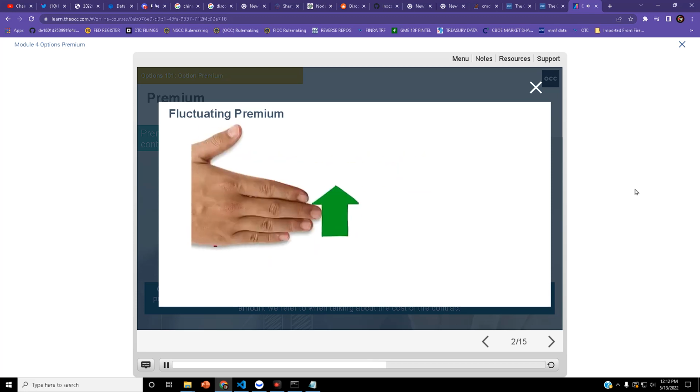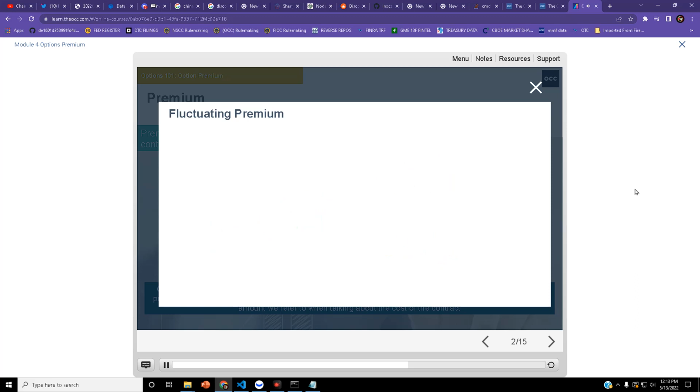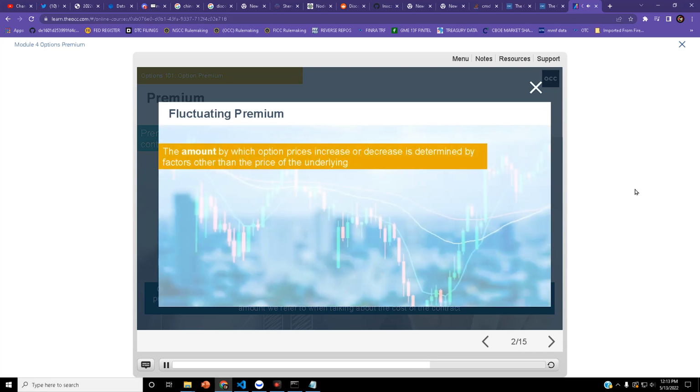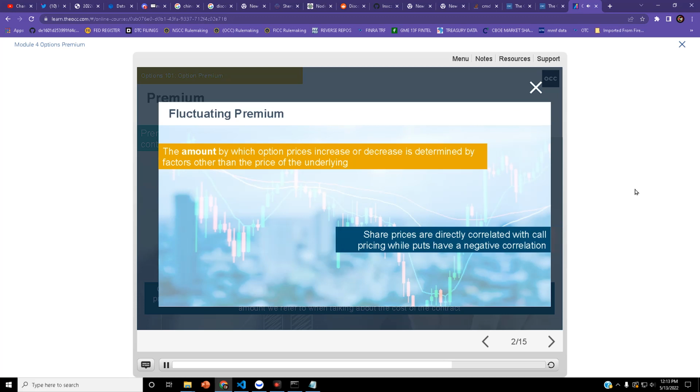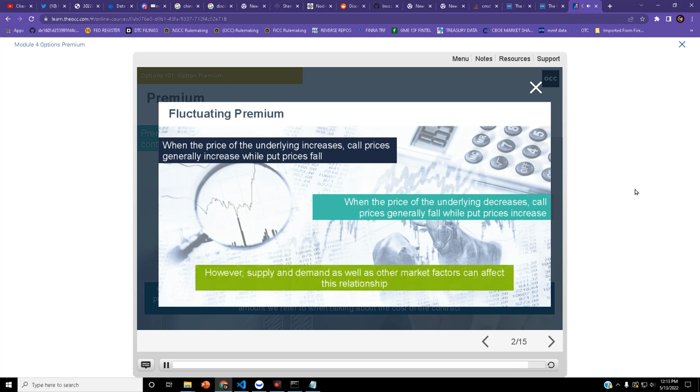The general rule of thumb is that as share prices increase, call option prices increase and put option prices decrease. And as share prices decrease, call premiums fall while put premiums rise. The amount by which option prices increase or decrease is determined by other factors, but what is important here is that stock prices and call premiums have a direct positive correlation, while stock prices and puts have a negative one. Stock goes up, calls go up. Stock goes up, puts go down. Conversely, as share prices fall, so do call premiums, while put premiums typically increase in value. Keep in mind that this is simply a general rule of thumb, and market influences such as supply and demand, as well as other factors, can affect this relationship.